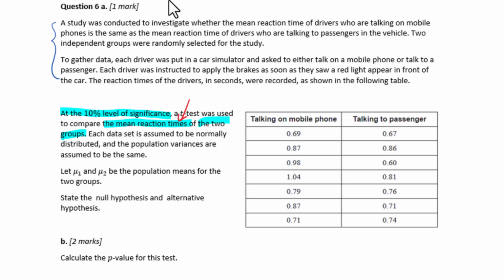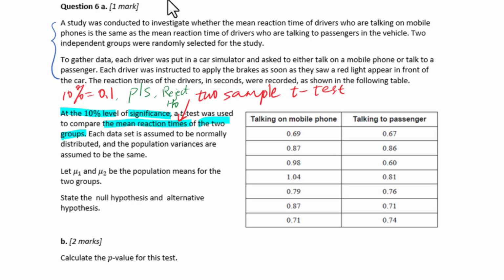This shows two-sample t-test. When you see significance level, 10% means 0.1. If p-value less than significance level, reject H0.